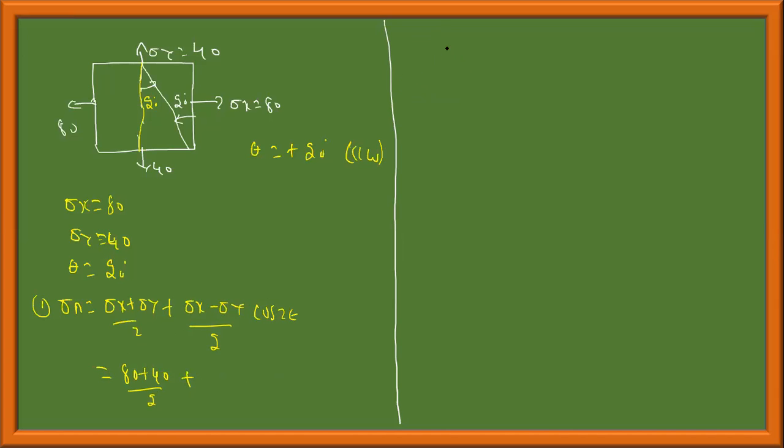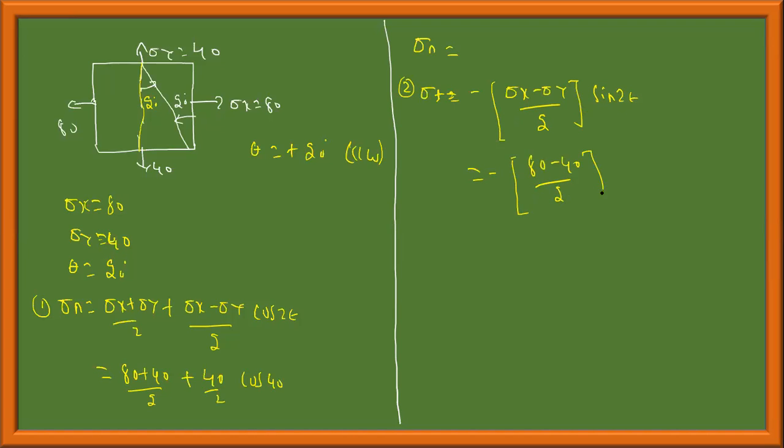Sigma t is equal to minus of sigma x minus sigma y by 2 into sin 2 theta, which is equal to minus of 80 minus 40 by 2 into sin 40. Tell me what is sigma t. Sigma r is equal to root of sigma n square plus sigma t square. Therefore sigma r is equal to how much?